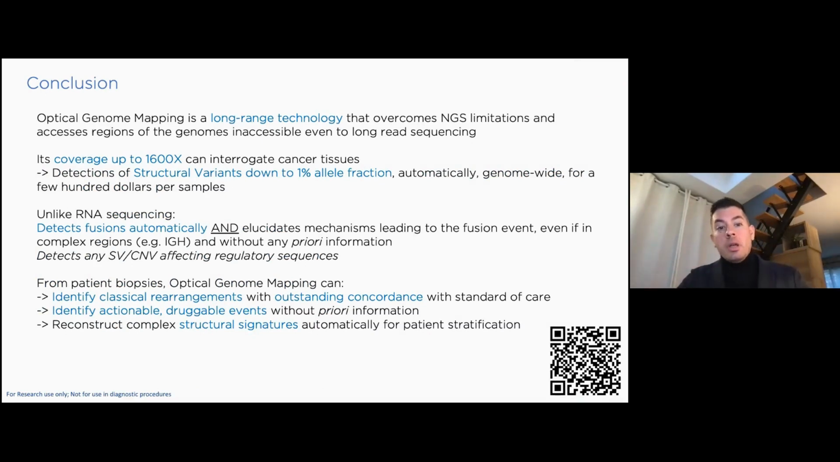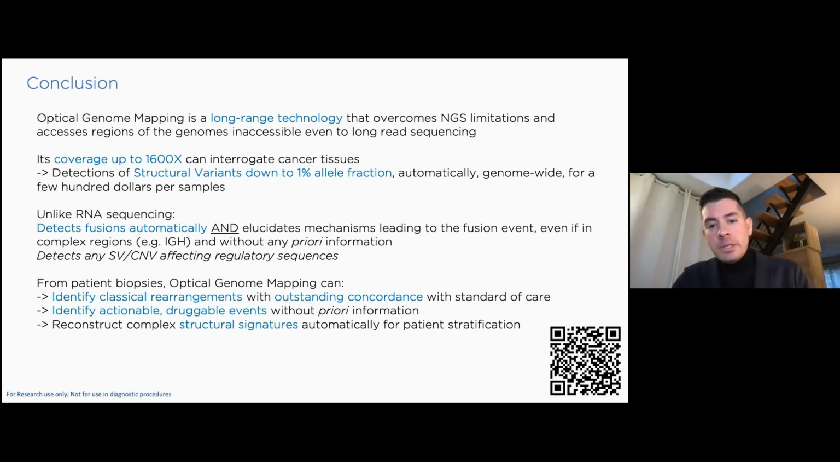So as a conclusion, optical mapping is a long-range technology that overcomes NGS limitations and accesses regions of the genome inaccessible even to long-read sequencing, because they are highly repetitive sequence, because these regions are flanked by segmental duplications, or because they are composed of high GC content. Its coverage, up to 1600x, can interrogate heterogeneous tissues and allow the detection of structural variants down to 1% allele fraction automatically, genome-wide, and for just a few $100s per sample.